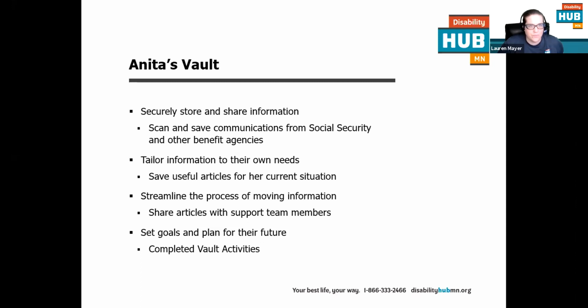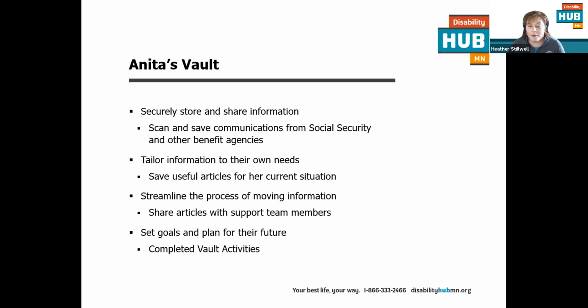Okay. So there's a lot of tools in the vault that you can use that I think are very helpful. In Anita's case, she can use the vault to scan and store communications she receives from Social Security about her new work income. She could use it to save helpful articles on DB 101 to use later and share them with members of her support team.